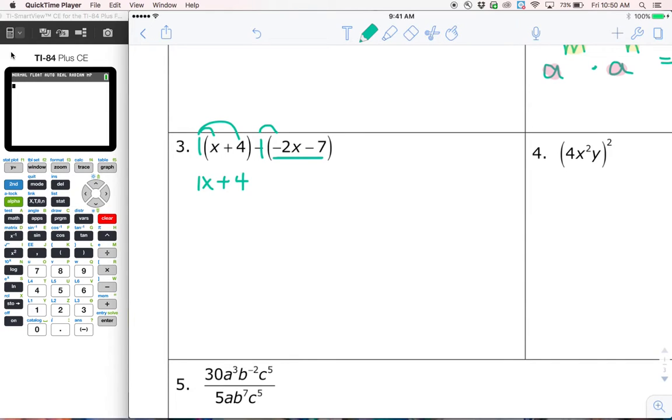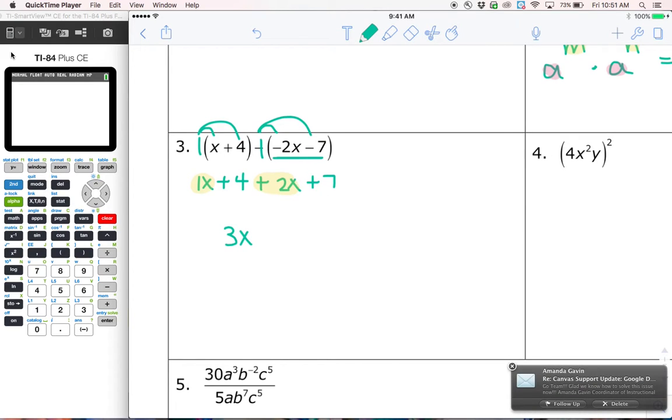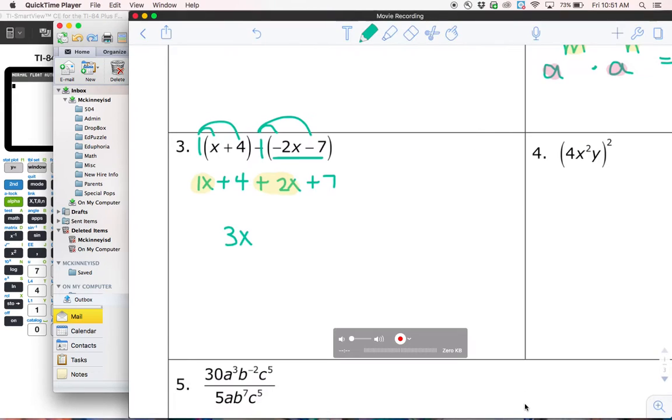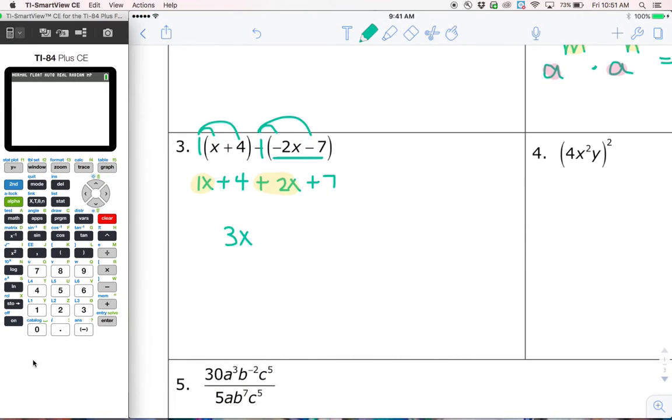My next group, I get to distribute a negative 1. Negative 1 times negative 2x is positive 2x. Negative 1 times negative 7 is going to be a positive 7. Now I can combine like terms. I've got a positive 1x and a positive 2x. I get to add those up and I get positive 3x. Okay, then I've got the positive 4 and the positive 7, and this is going to give me positive 11. And that's my final answer.